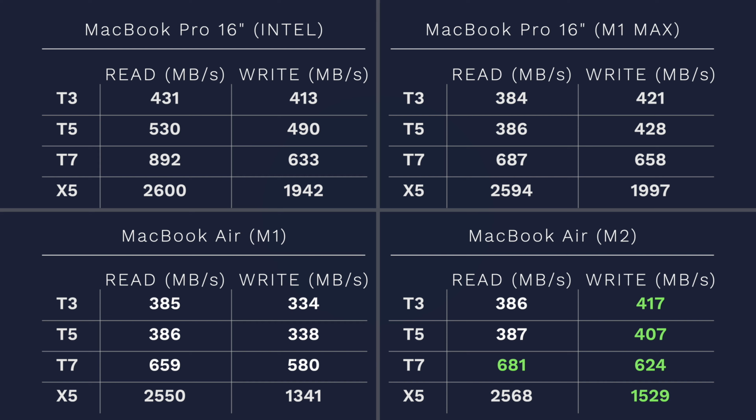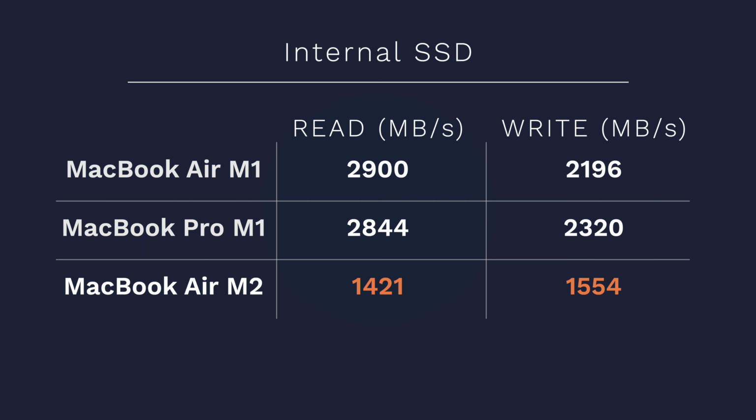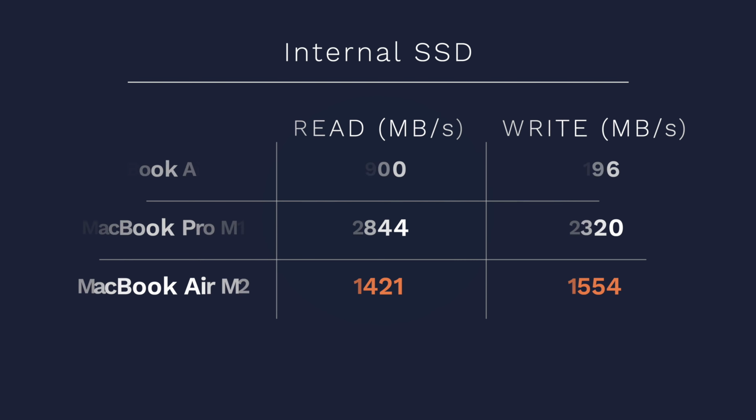In daily usage, you probably won't notice it, but the fact that they haven't fixed it in the second generation makes me a bit disappointed. And yeah, just for the record, I have the base version of the MacBook Air on M2, and it has the slower internal SSD compared to the base versions of the other two laptops.